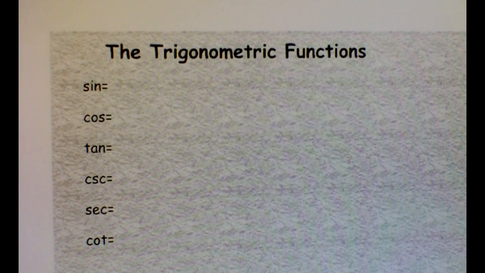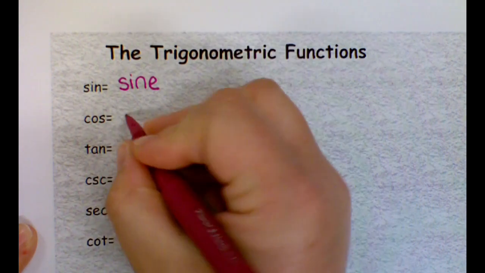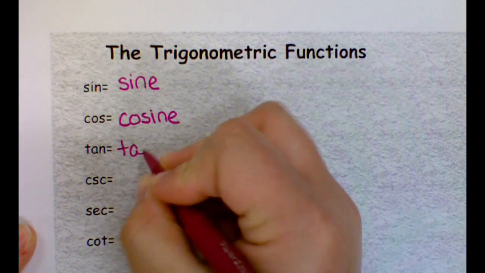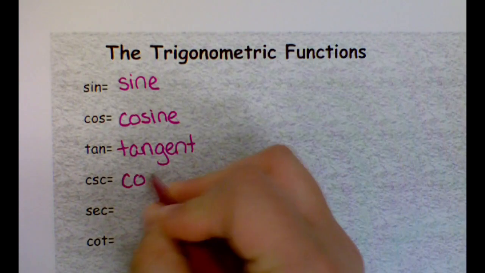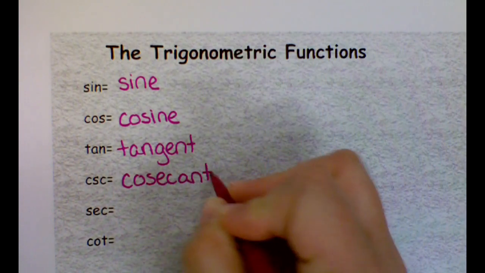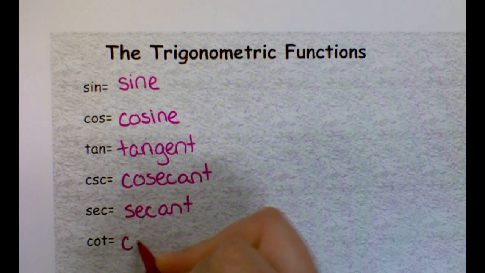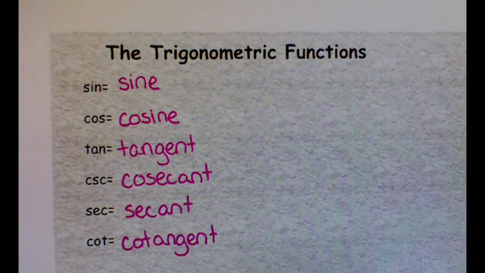All right, this is part 2 of lesson 4.2 on the unit circle. Quick refresher, the trig functions: sin stands for sine, cos is cosine, tan is tangent, csc is cosecant, sec is secant, and cot is cotangent. Just a reminder of how we say each of those abbreviations.